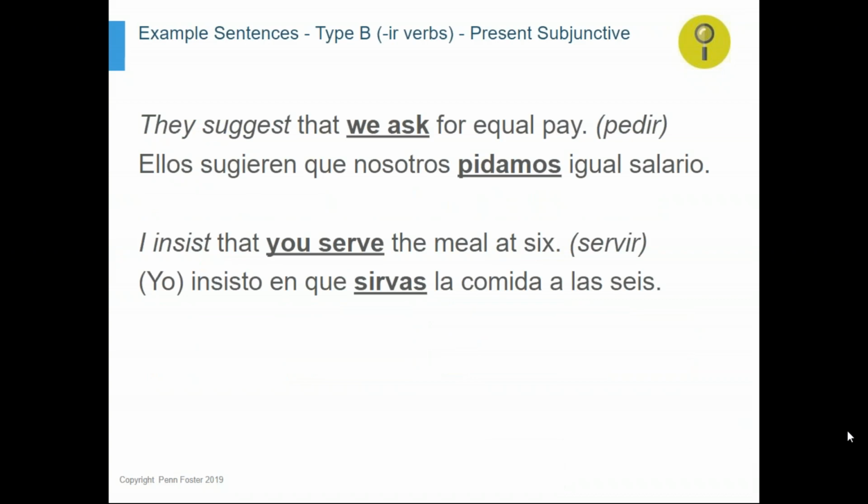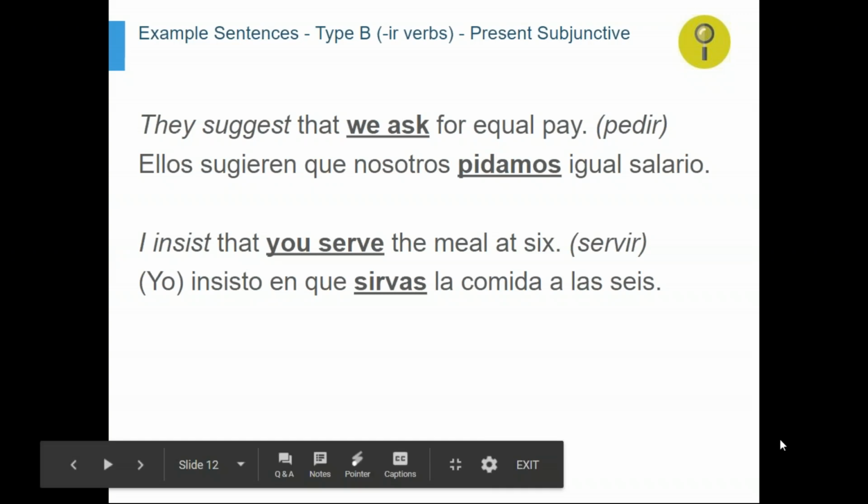Again, the first parts of these sentences imply and trigger the use of the subjunctive, implying uncertainty. If somebody suggests that we do something, pedir, to ask for, has to be in the present subjunctive. If somebody insists that you serve the meal at a specific time, it hasn't happened yet. It could only be noon right now, and they want it done at 6. 6 hasn't happened. Who knows if you're going to serve it at 6? You may not. But that's why sirvas is in the present subjunctive, because it hasn't happened yet, may not happen, a lot of uncertainty going on.